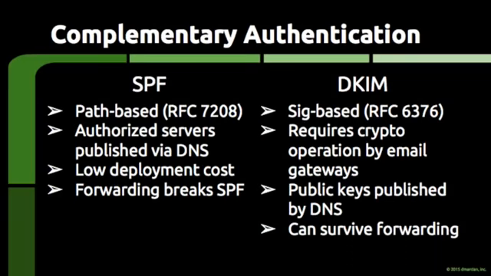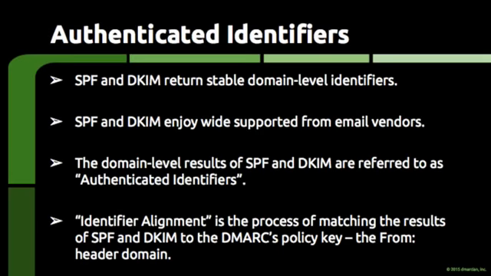SPF and DKIM are both technologies that produce stable domain-level identifiers. SPF and DKIM are freely available technical specifications that have seen wide implementation across many different email vendors. Even though they go about their business in different ways, DMARC only cares about the results that they produce, and if those results have anything to do with the domain found in the from header. The results that are produced by SPF and DKIM are referred to as authenticated identifiers in the world of DMARC.